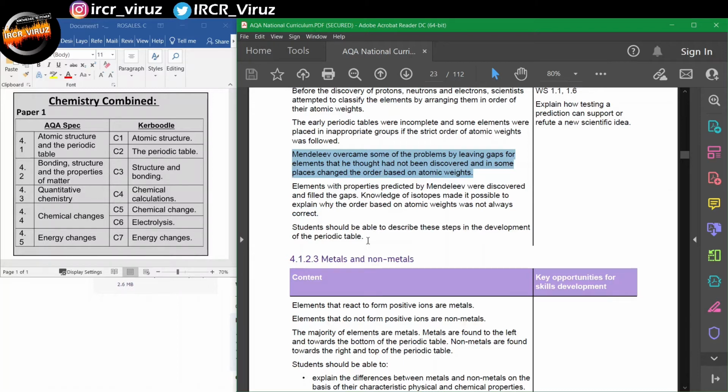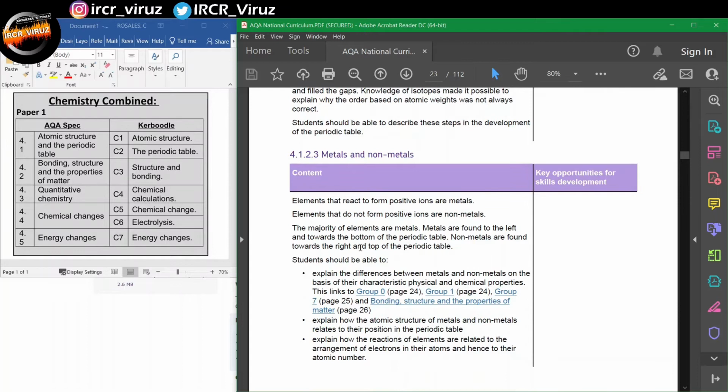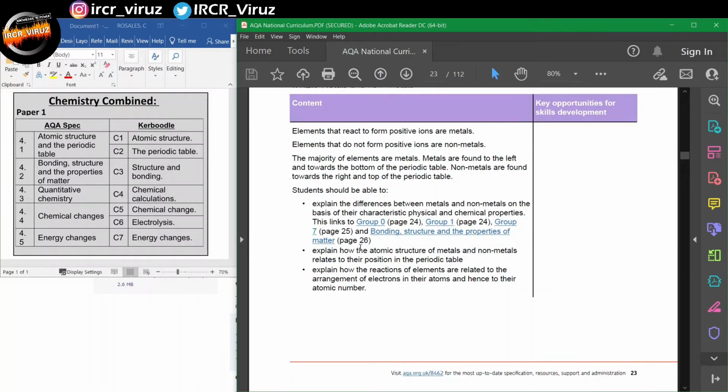Okay, then we go into metals and non-metals. So elements that react to form positive ions are the metals, and the elements that do not form positive ions are the non-metals. Okay, the majority of the elements are metals. Metals are found to the left and towards the bottom of the periodic table, and the non-metals are found towards the top right of the periodic table. Now, students should be able to explain the differences between metals and non-metals, basic characteristics like physical and chemical properties. And this will be good for your next chapter, which is bonding and structure, because you need to understand this in order to go to that side.